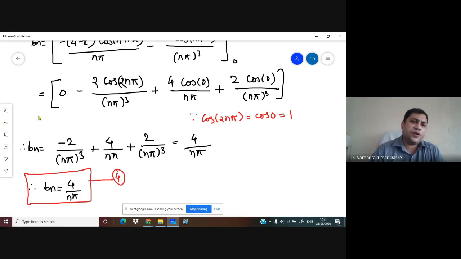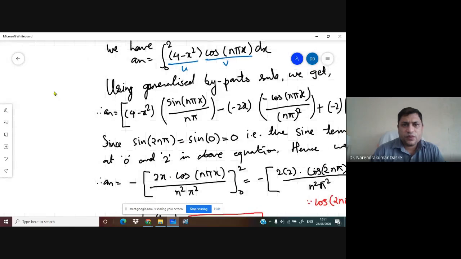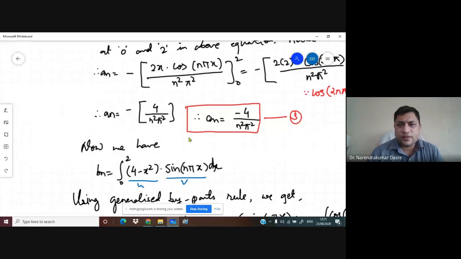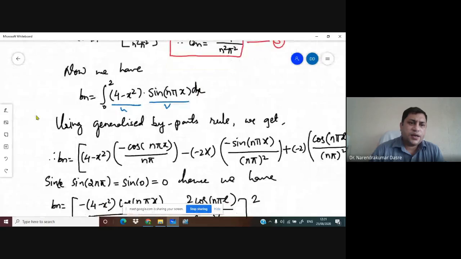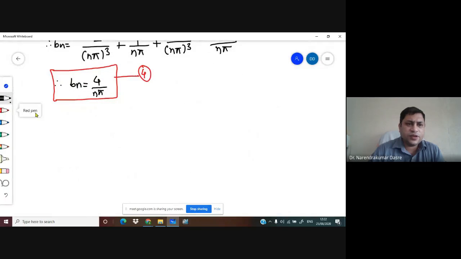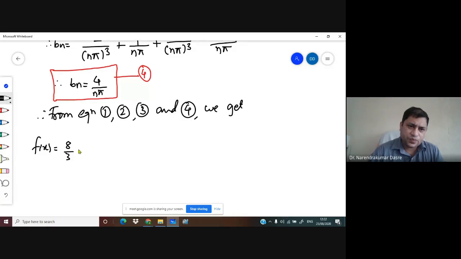And now you can see we have got the value of A0. Okay, so we have calculated the value of A0. We have calculated the value of An. And now we have calculated the value of Bn. And hence we are able to write down the Fourier series. So we can say from equations 1, 2, 3, and 4, we get f of x is equal to 8 by 3.